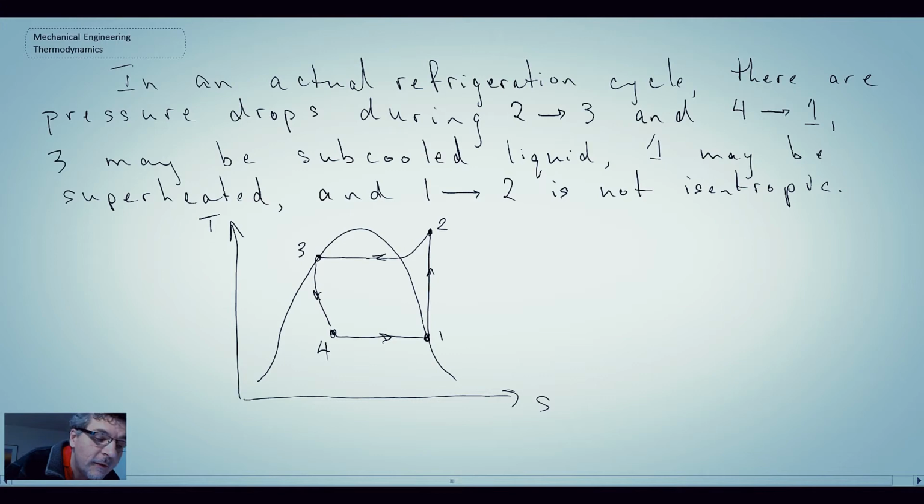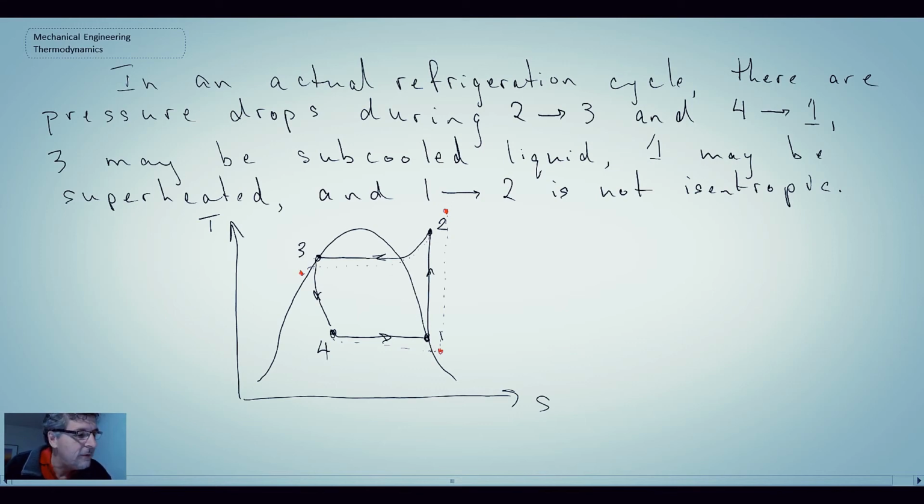Now in reality you'll have some deviations here. One is that you're going to have pressure drops going from 2 to 3, and consequently the pressure will drop there. You'll have a drop in pressure here. That may take us into a subcooled liquid region for state 3 and superheated for state 1. The other thing is that when we go through the compression process itself, it may not be isentropic. So we may increase in entropy and go to a different state 2. Those are some of the deviations you may find in a real world cycle.